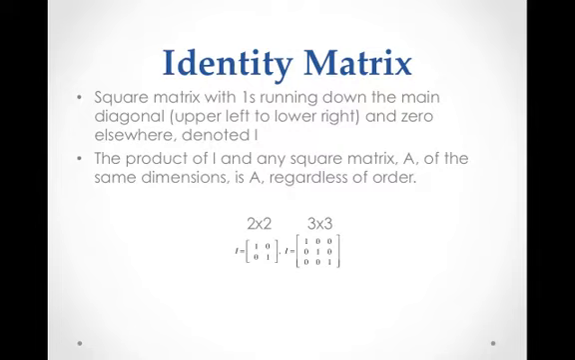The product of I and any square matrix A of the same dimensions is A, regardless of order. And that's why it's called the identity matrix, because it preserves the identity of the other matrix. So for a 2 by 2 matrix, it is the matrix 1, 0, 0, 1. And then for 3 by 3, it's 1, 0, 0, 0, 1, 0, 0, 0, 1, and then the pattern continues from there.